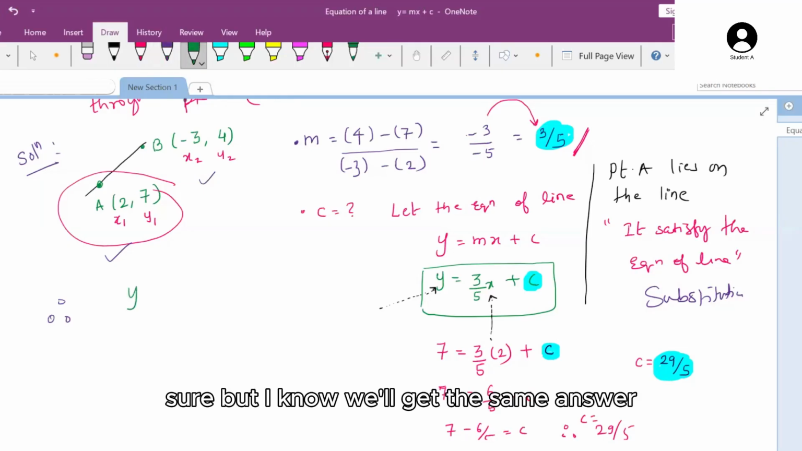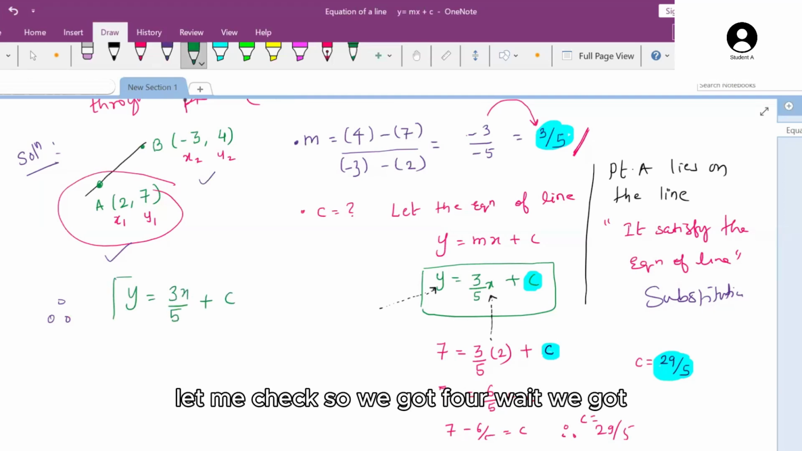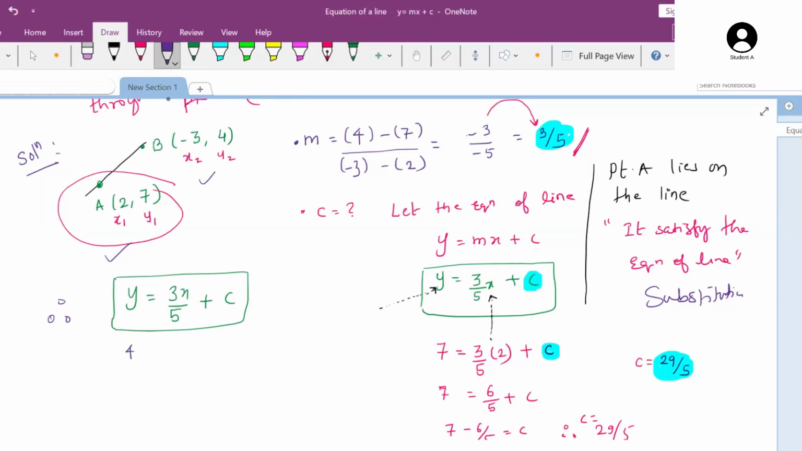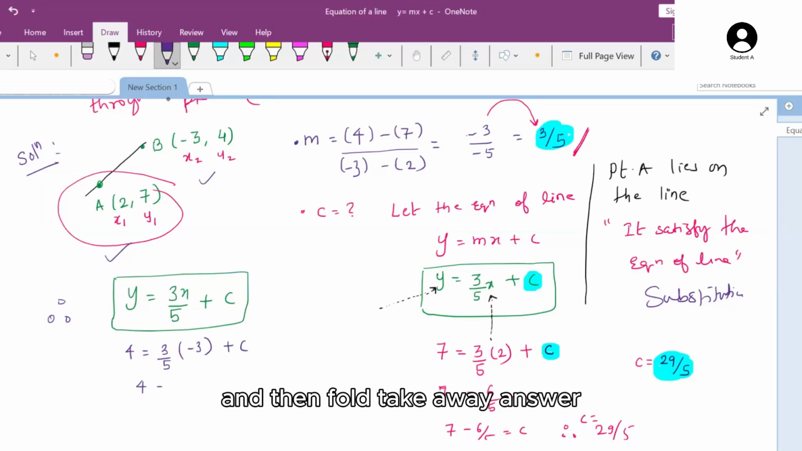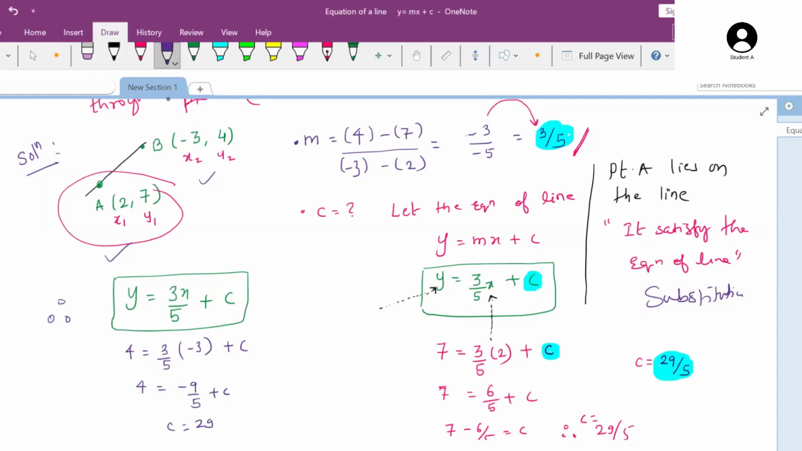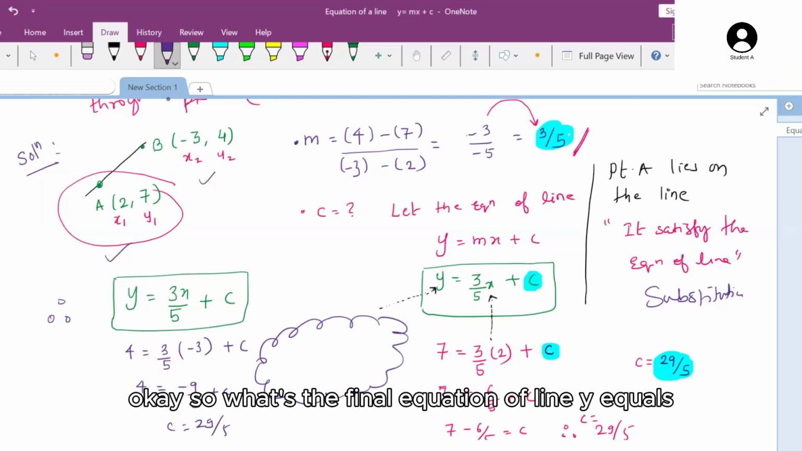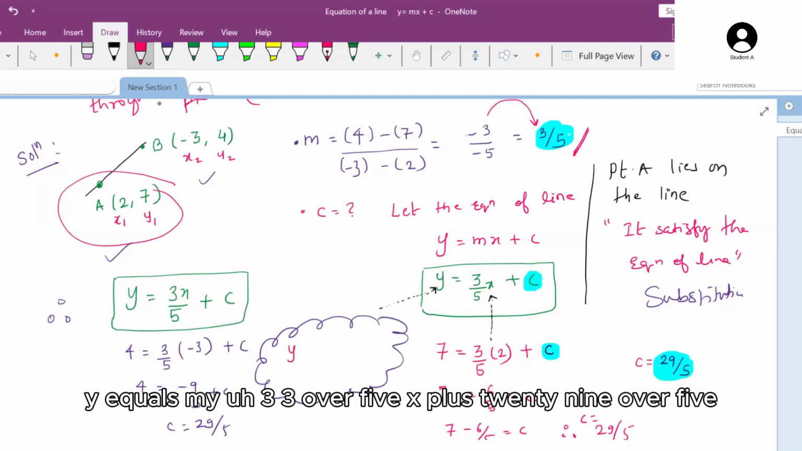Sure, but I know we'll get the same answer. What do you think? Will we get the same answer? Let me check. So we got 3 over 5 times minus 3, and then 4 take away that. 29 over 5 is the same answer. Okay, so what's the final equation of line? y equals 3 over 5x plus 29 over 5.